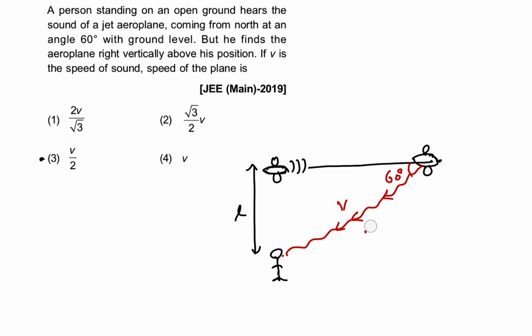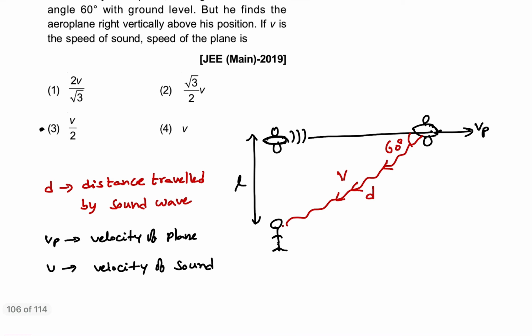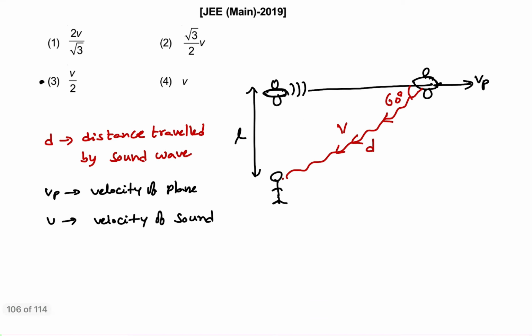Now the distance traveled by the sound, I am taking as L. What is L? You don't know that. Let us consider that the distance is D. D is the distance traveled by the sound wave. At the same time, the velocity of the plane I am taking as Vp. Vp is the velocity of the plane. V is the velocity of sound. Now you can see that L they have not given. L is just a perpendicular distance.